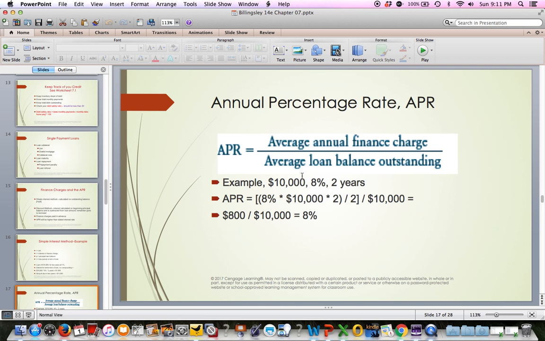The calculation for APR is your average annual finance charge divided by the average loan balance outstanding. In this example, it says $10,000 at 8% for 2 years. You can see how it calculates what your APR is at 8%.